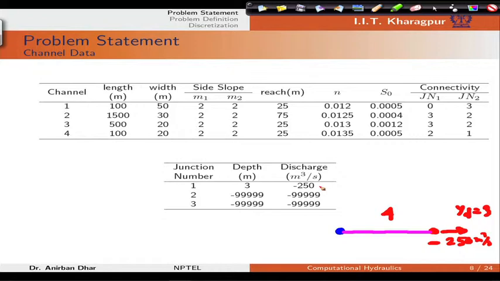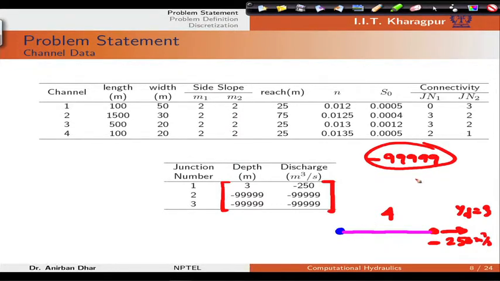So, to write the program, we need to input certain information for our understanding. What is that understanding? If minus 99999, which is a different quantity, is there within this matrix, then we will consider that we do not have any specified boundary condition. That means for this depth, we are considering column number 1, discharge we are considering column number 2, and row numbers are actually for different junctions. This is junction number 1, 2, 3. For junction 1, we have specified depth and discharge condition.